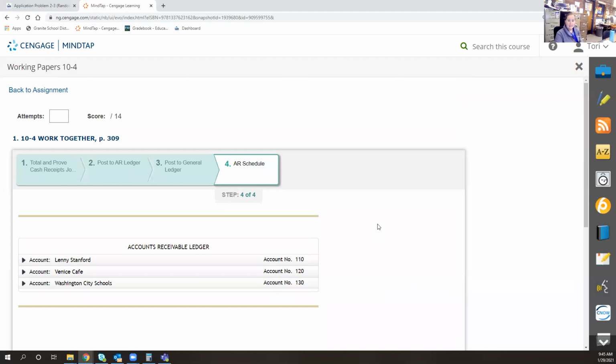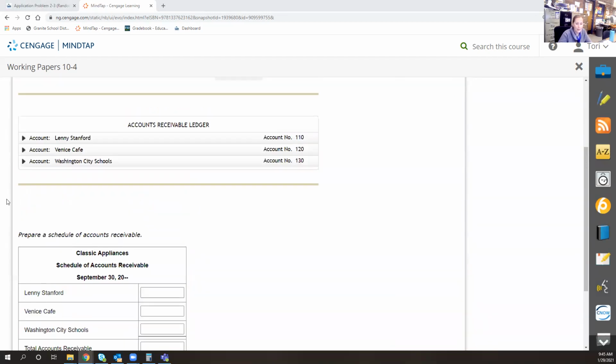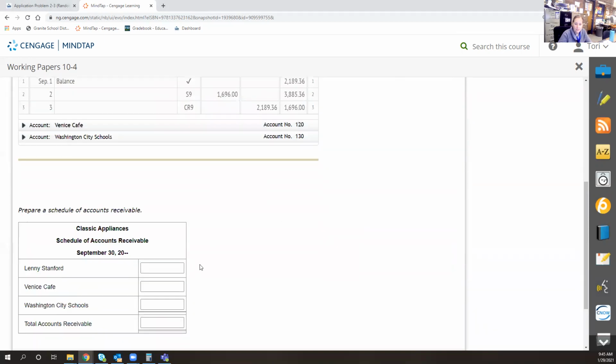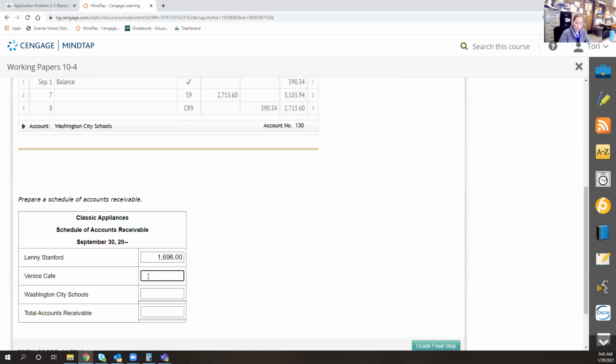So that is 10-4. We have one last thing to do. It's our accounts receivable. We're going to see how much people still owe us for our money. So we go to Lenny and we put in how much he still owes us. So he still owes us $16.96. Venice Cafe, they still owe us $2,713.60. Washington is $25.29. And then we just total up and see how much money that people still owe us.